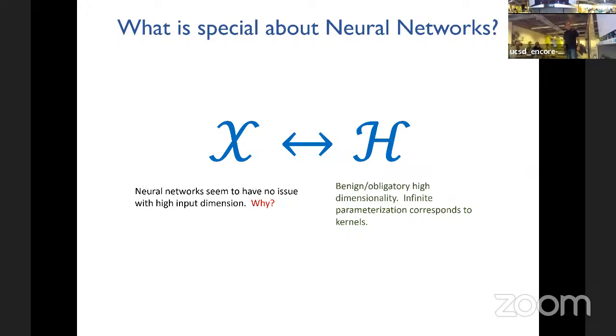But yeah, what is special about neural networks? Well, as I said, in some regimes they're just those kernel machines, and we can, in fact, write those kernel functions explicitly. But it turned out that this is not always the case. And in particular, one finding was that neural networks seem to have no issue with high input dimension. Well, no issue is of course an exaggeration, but much less issue than you would expect.